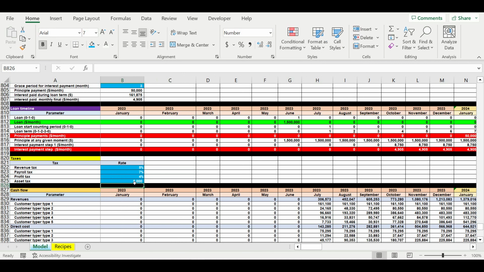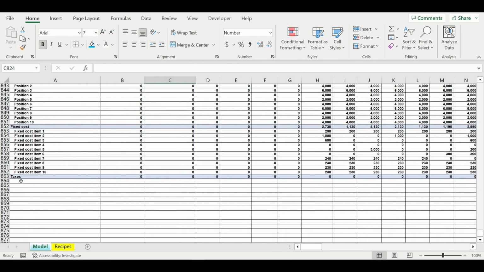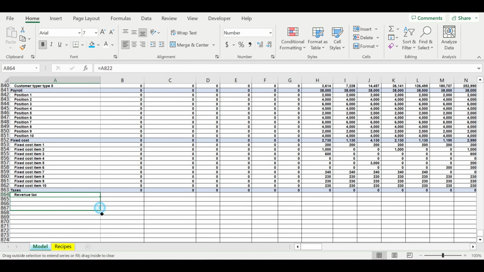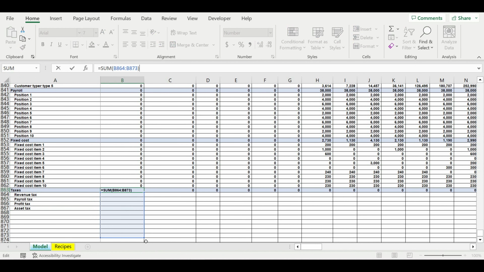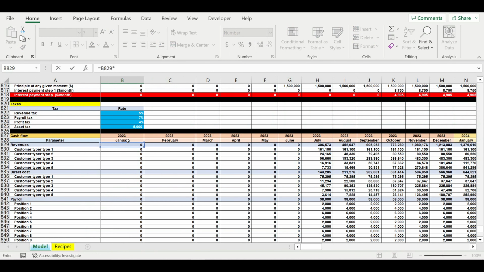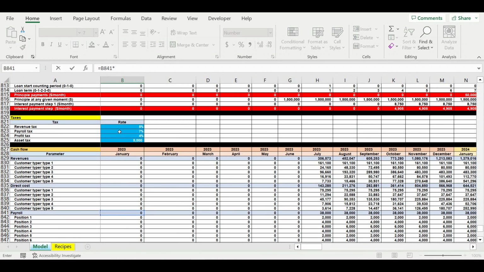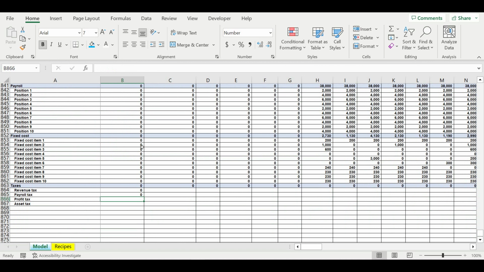So now let's add these taxes here. So the revenue tax, we're taking the revenues, multiplying by the tax rate, freezing this rate, then payroll tax, we are taking the payroll value totals multiplied by the tax rate, then let's keep profit tax for now, we will get back to it soon.